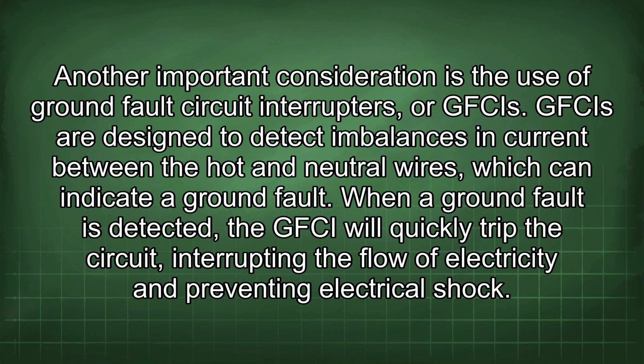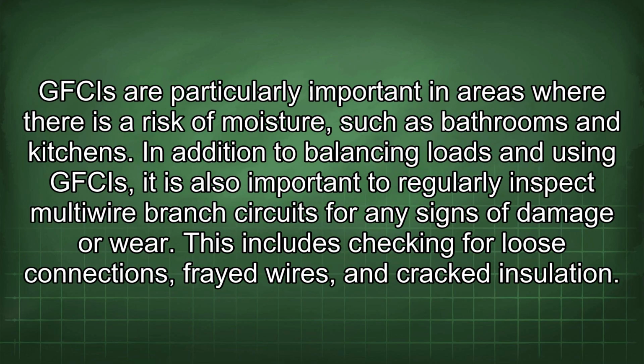Another important consideration is the use of ground fault circuit interrupters, or GFCIs. GFCIs are designed to detect imbalances in current between the hot and neutral wires, which can indicate a ground fault. When a ground fault is detected, the GFCI will quickly trip the circuit, interrupting the flow of electricity and preventing electrical shock. GFCIs are particularly important in areas where there is a risk of moisture, such as bathrooms and kitchens.